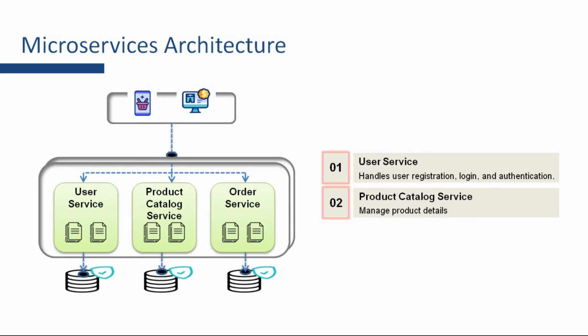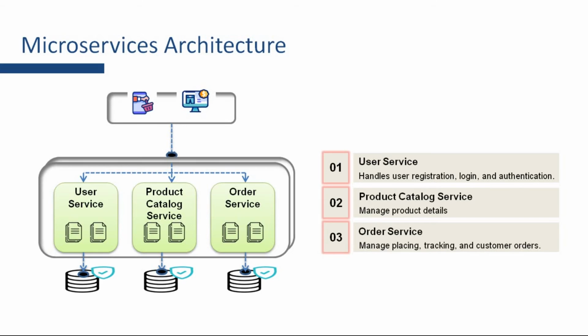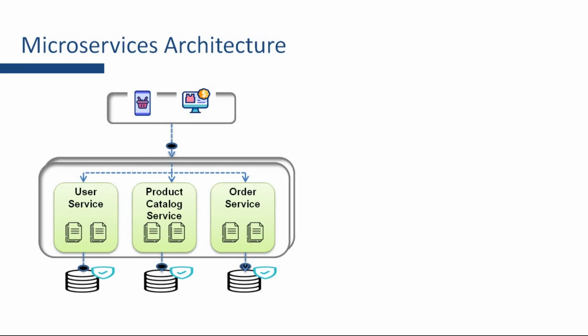Next, we have the product catalog service. It manages everything related to products, including details, pricing, and real-time inventory updates. Then comes the order service, which is responsible for placing new orders, processing payments, and tracking the status of each order. Each of these services is independently developed, deployed, and scaled, allowing for greater flexibility and faster release cycles.